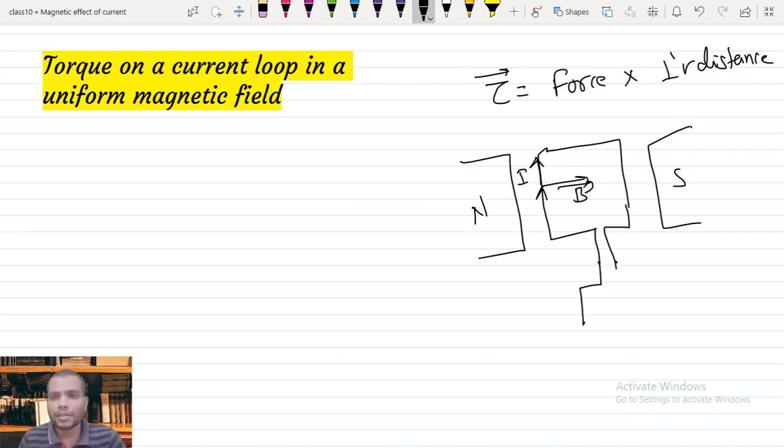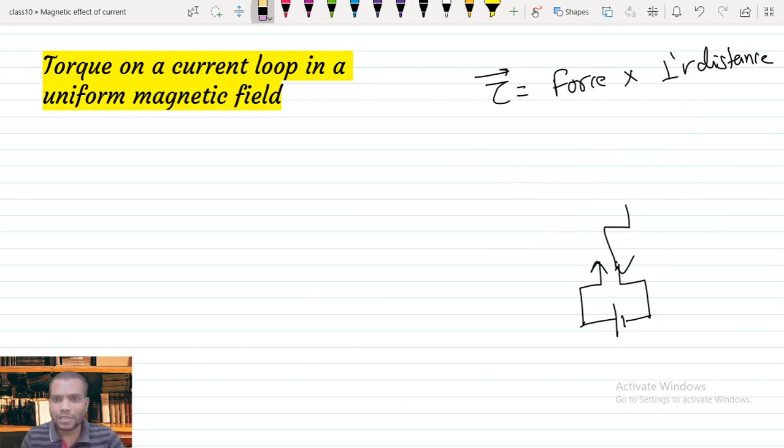If you supply electricity to this rectangular loop, current passes through the loop in the presence of a magnetic field. This rectangular loop we call the armature, and it will rotate. That is the concept of the electric motor. Let us try to derive the expression for torque on a current loop in a uniform magnetic field.